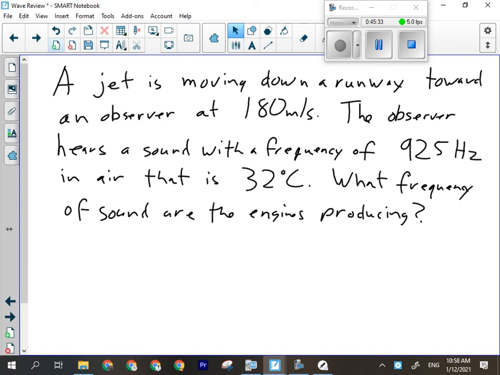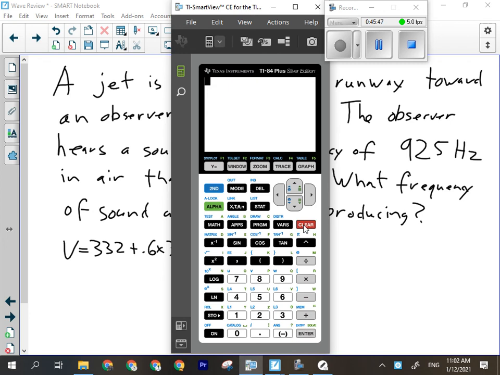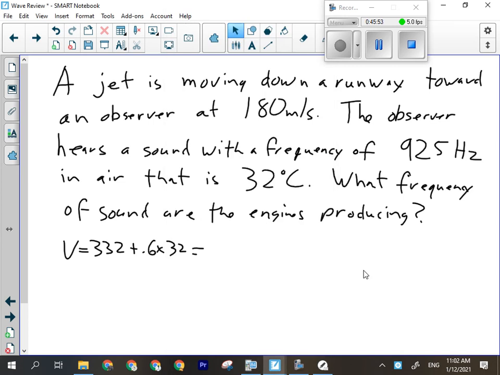Okay, I'll give you a couple minutes on that one. All right, so for this one, the first thing we have to do is calculate the speed of sound, because they give us a temperature there. So 332 plus 0.6 times 32 degrees. 332 plus 0.6 times 32, right, is 351.2 meters per second.